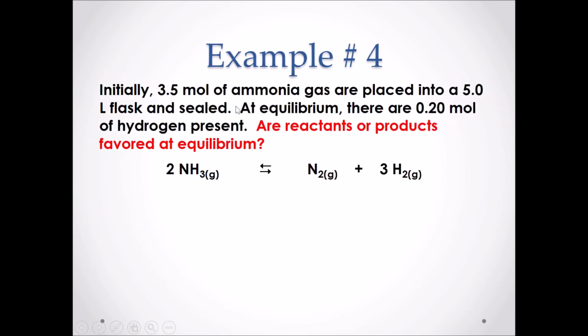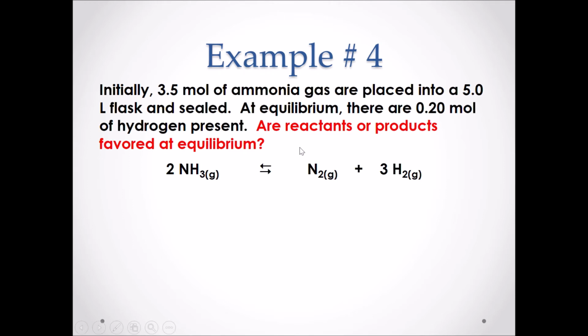Example number 4. Initially, 3.5 moles of ammonia gas are placed into a 5.0 liter flask and sealed. At equilibrium, there are 0.20 moles of hydrogen present. Are the reactants or products favored in this equilibrium? Pause the video and attempt this example.